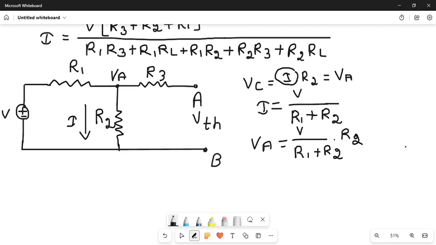The first step is that the load impedance through which the current has to be found is removed and an open circuit is created across the terminal. Second point, the open circuit voltage E naught across the terminal is found.